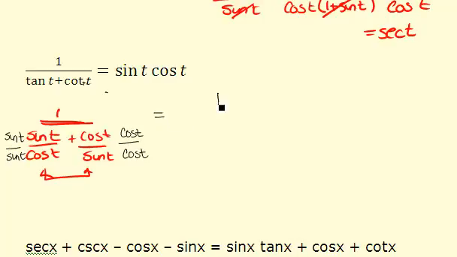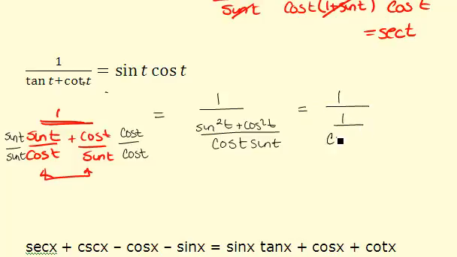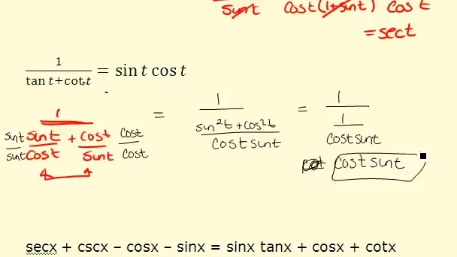Now what I have is 1 over (sine squared t plus cosine squared t) all over cosine t times sine t. I would recognize that sine squared plus cosine squared is equal to 1, so now I have 1 over (1 over cosine t times sine t). Inverting and multiplying, I would get 1 times cosine of t times sine of t, which is our answer.